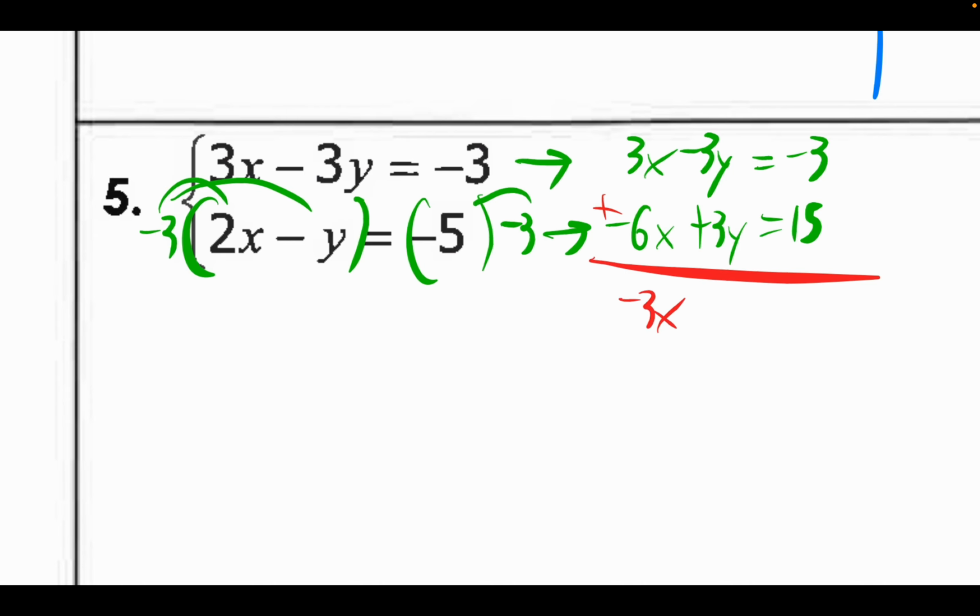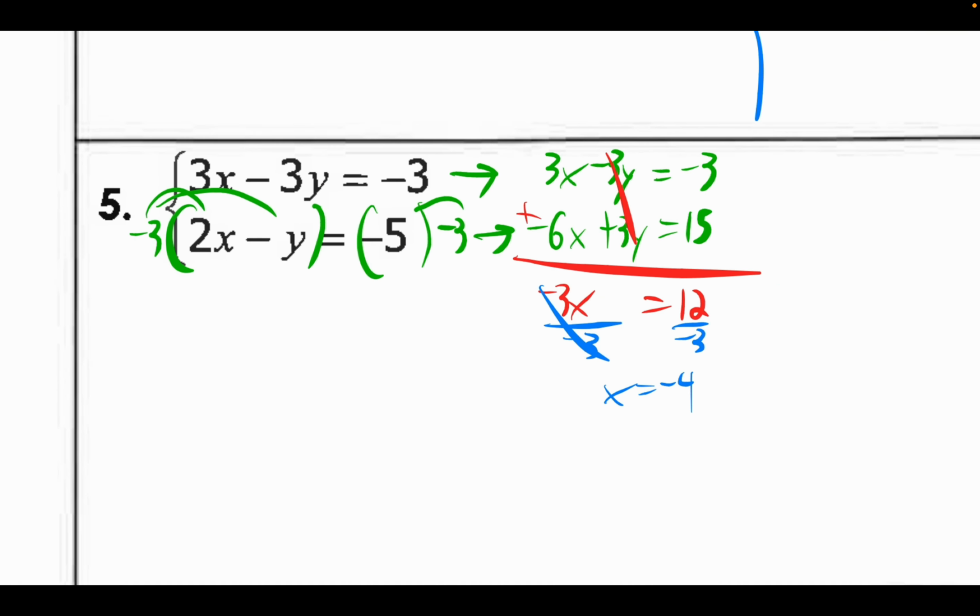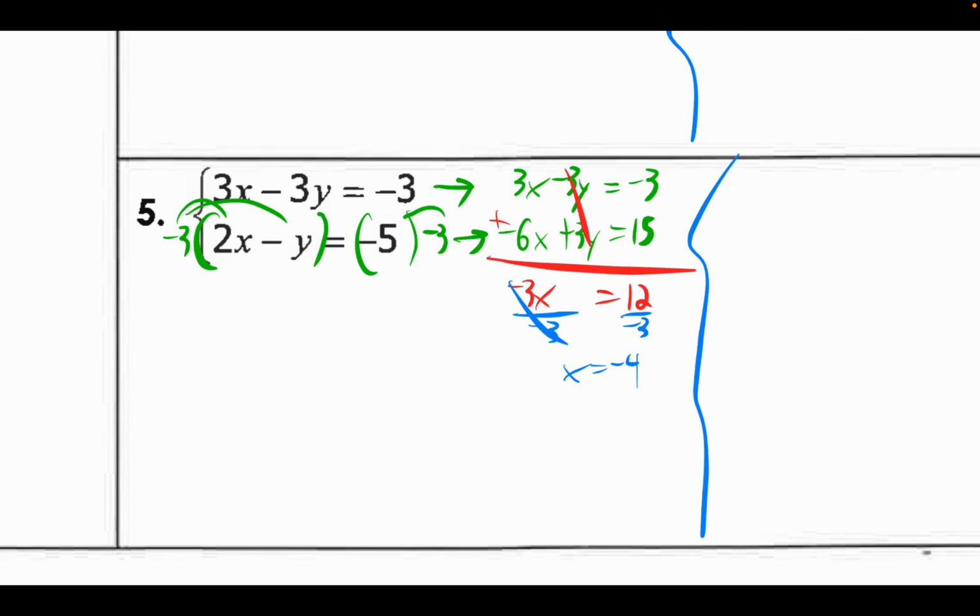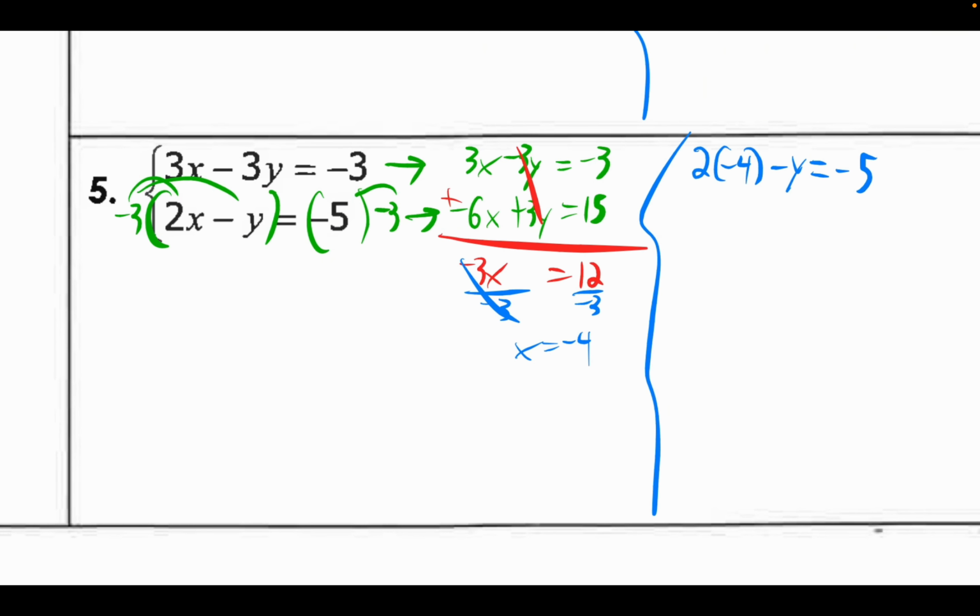I add and get negative 3x. The y's eliminate, and I get 12. Divide by negative 3, and I get x equals negative 4. I now plug that back in. I'll plug it back into my bottom equation here. And I get 2 times negative 4 minus y equals negative 5. So that's negative 8 minus y equals negative 5. Add 8. I get negative y equals 3. So I divide by negative 1, and I get y equals negative 3. So my answer is negative 4 comma negative 3.